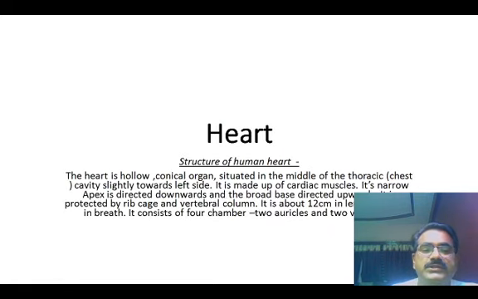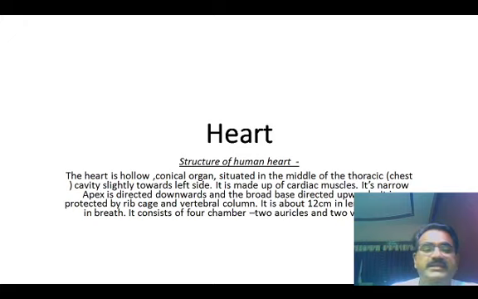Now, the structure of the heart in the human being reveals that the heart is a hollow, conical organ situated in the middle of the thoracic cavity, that is the chest, slightly toward the left side. It is made up of cardiac muscle. The heart of animals has a specialized type of muscle known as cardiac muscle, and these cardiac muscles have a specialized protein which provides continuous energy.